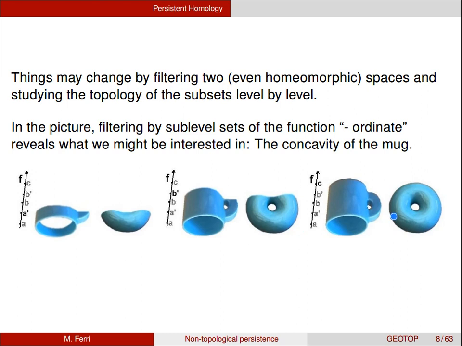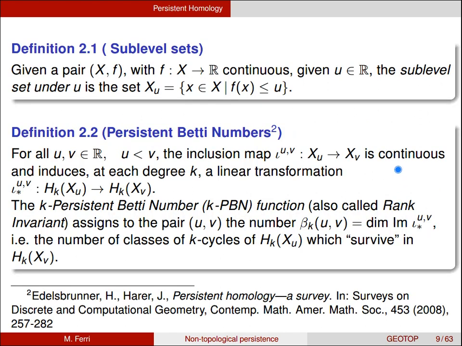So the history of the cycles, of homology cycles, as we call them, throughout this filtration of the two objects with the sub-level sets of a function, in this case height, can give us something which is qualitative as topology, but not as rigid as geometry is. Okay, and this is what we do in formal terms.